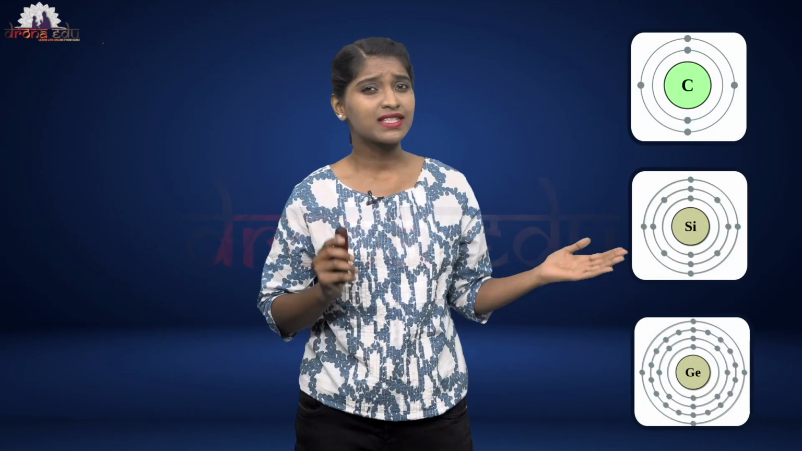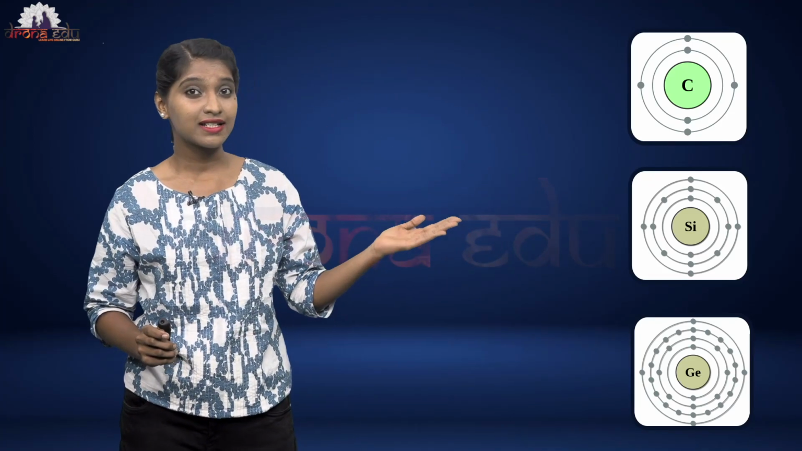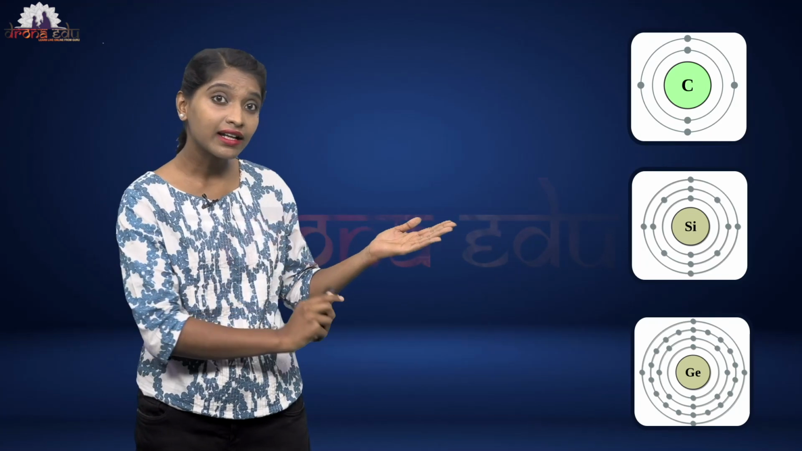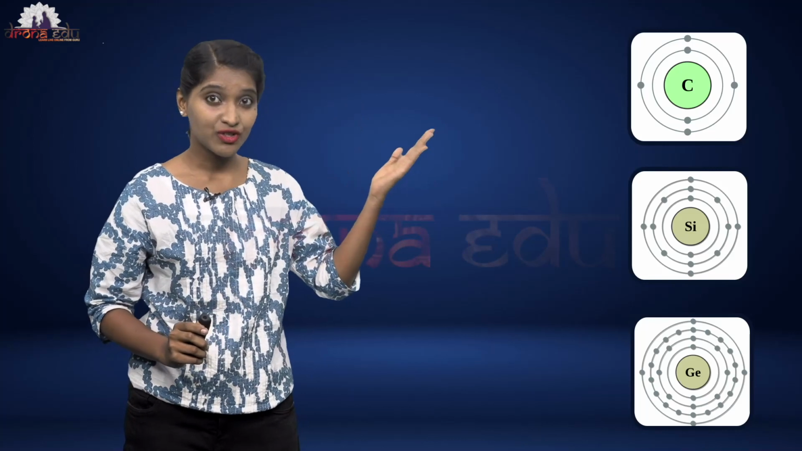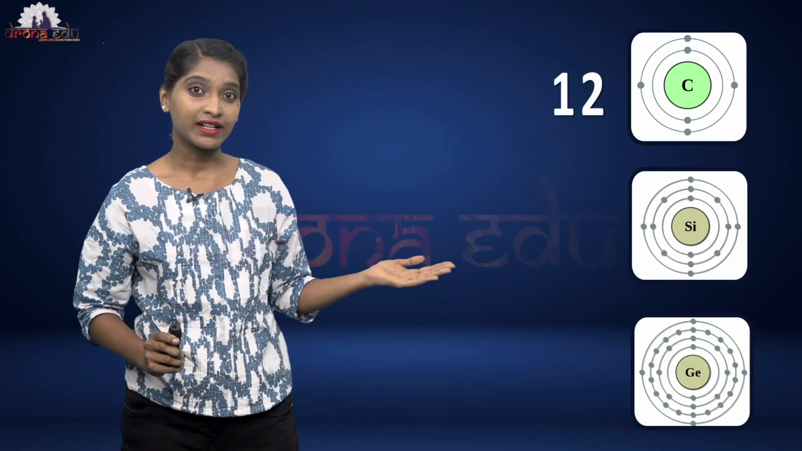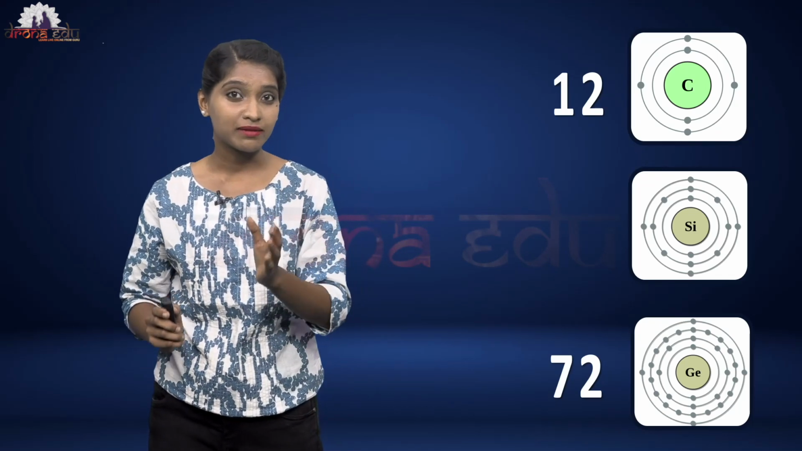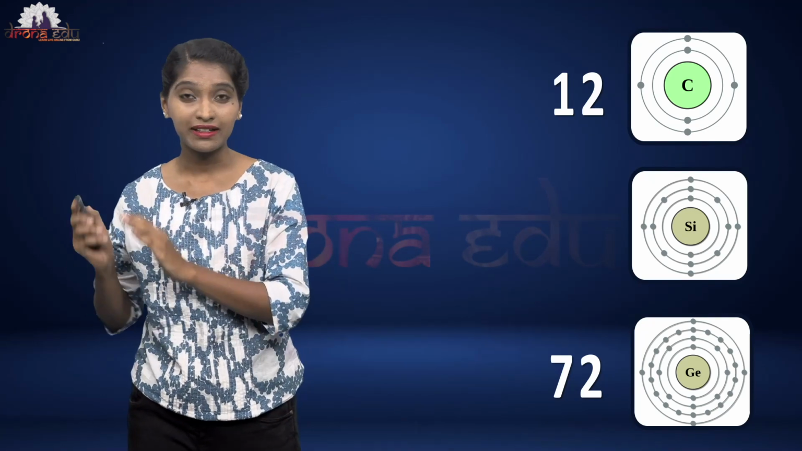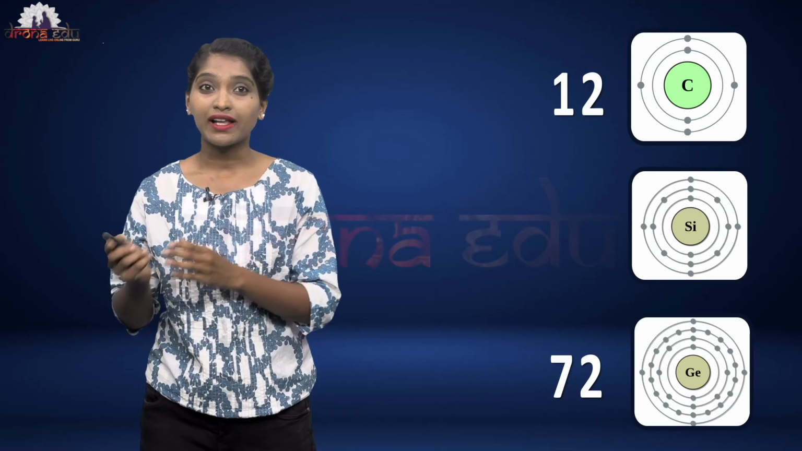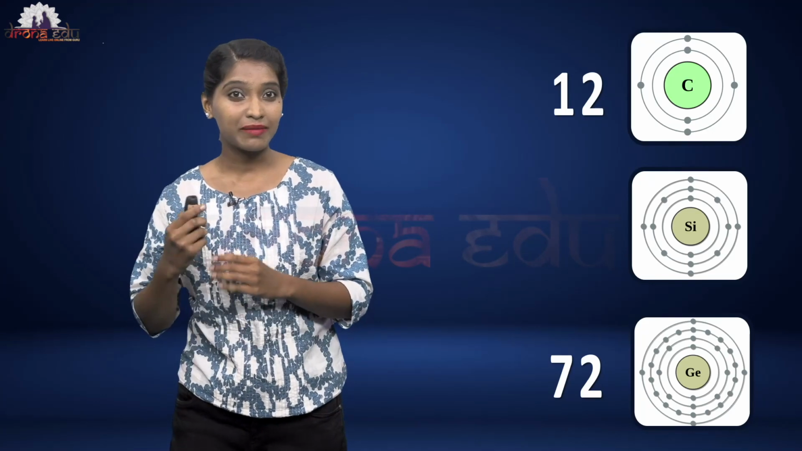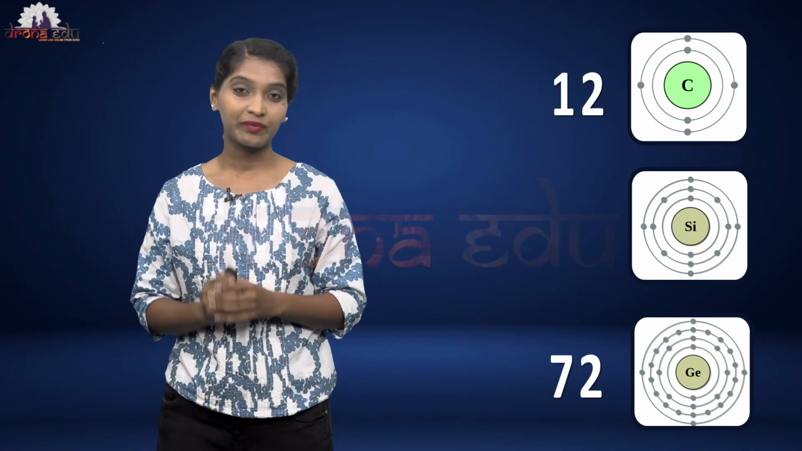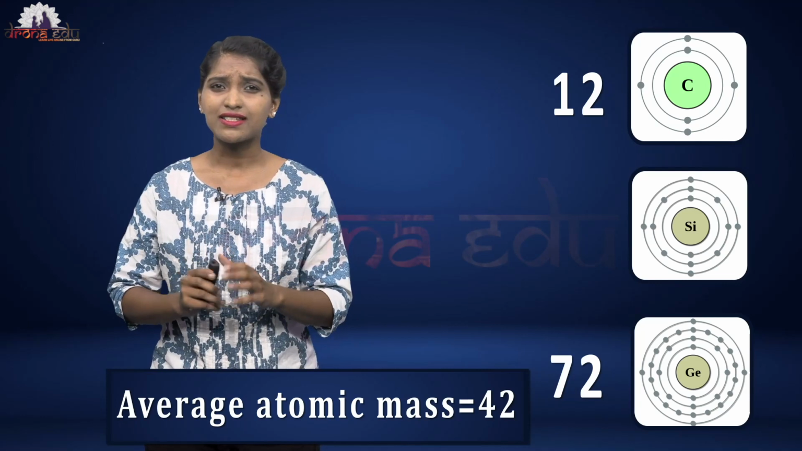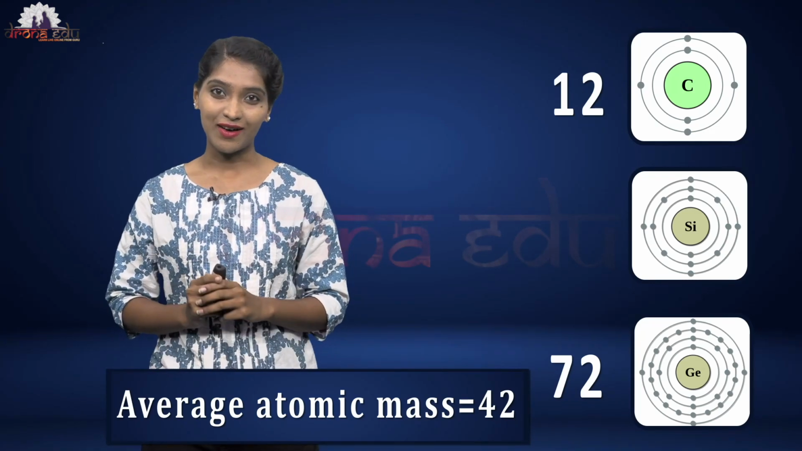Example, carbon, silicon and germanium have similar properties, but the atomic mass of silicon is 28. It does not lie anywhere near the average of that of carbon, which is 12, and germanium, which is 72. Here, the average atomic mass, that is atomic mass of carbon plus atomic mass of germanium divided by 2, is (12 + 72) / 2, which is 84 / 2. That is 42. 42 is nowhere near the atomic mass of silicon.